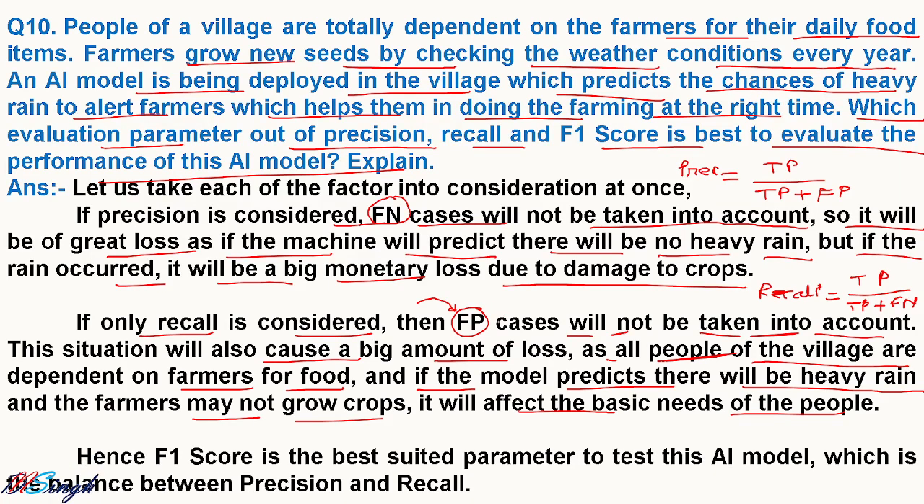In that case, we will calculate the F1 score because it balances between both false negative and false positive. So F1 score is the best suited parameter to test the AI model, which balances precision and recall. F1 score will give a moderate value of how much you need to consider precision or recall. So both cases, false negative and false positive, will be taken into account. So that will be the correct metric to evaluate this type of AI model.